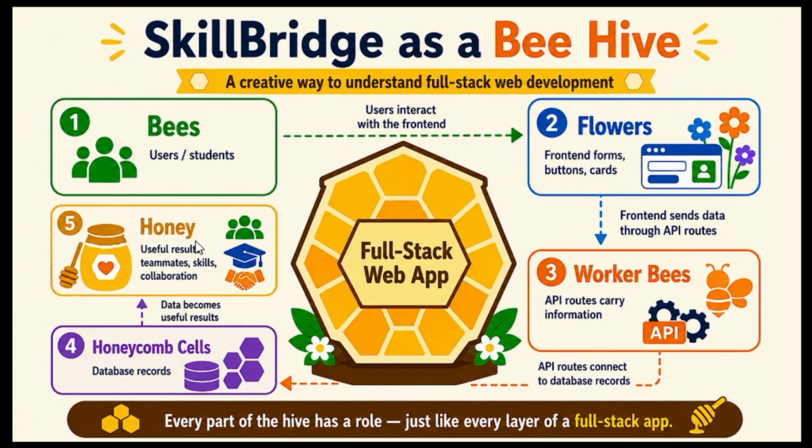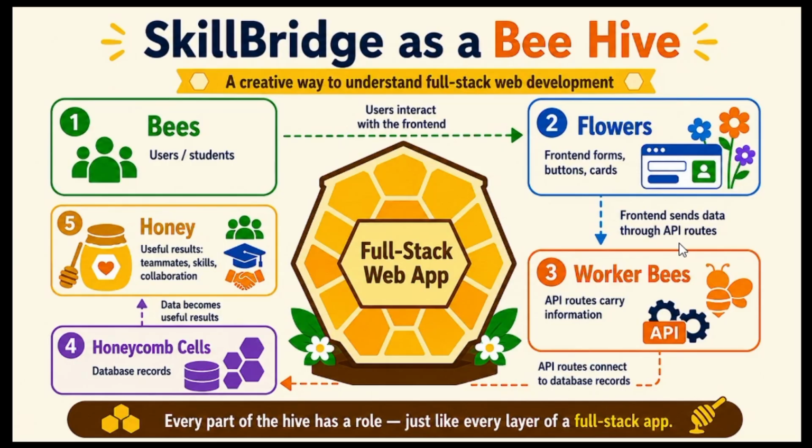And now if we look at the whole image, we can see the full process. The bees or the users interact with the flowers, which are the front end. The front end sends information through worker bees, which are the API routes. The API routes then connect to the honeycomb cells, which are storage areas which contain honey or the results. And then the stored data becomes useful results, which are represented by honey. So this makes the full stack idea a little bit easier to remember.